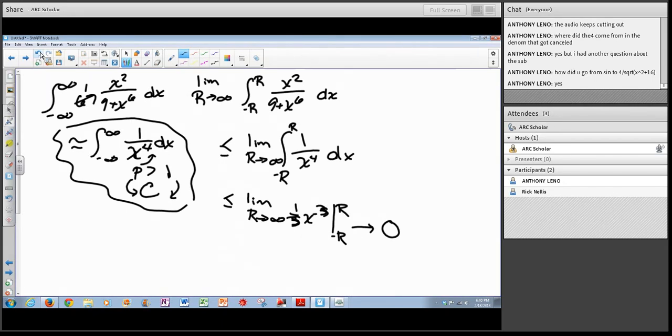This is x to the negative 4. So if I add 1 to that power, I get negative 3, and then this would be negative 1/3 out front. That got really sloppy, so I should probably just rewrite this last bit. Okay, so negative 1/3 x to the negative 3, evaluated at negative r, right? And then if we were to plug this in and do the limit, we would get 0, right?